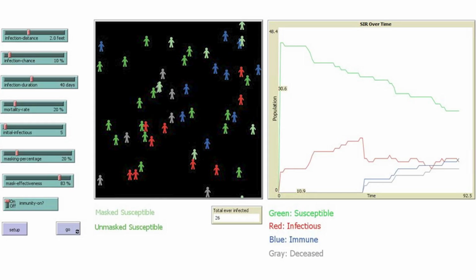And on the right, you can see a graph that plots the number of susceptible and the number of infectious agents over time. At the bottom, you can see a gray graph that represents the number of people who have died from the disease. This student also included a toggle called immunity, which if you toggle it and restart the simulation, it shows the number of people who have recovered from the disease and are now immune from getting it.